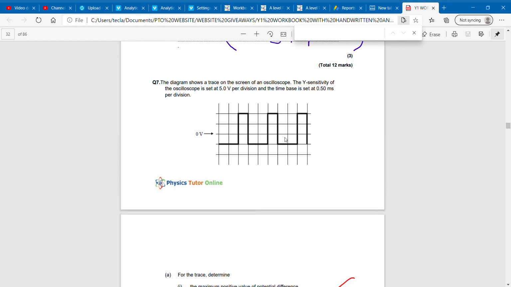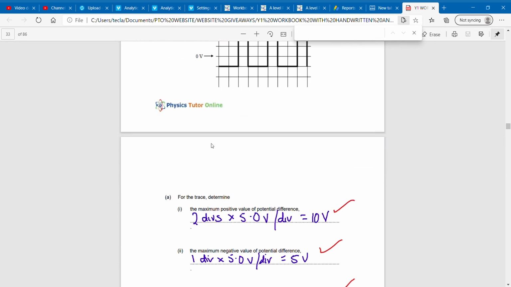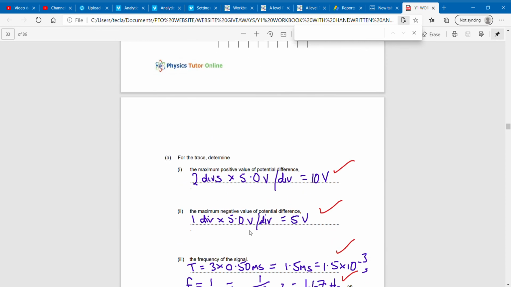So the trace goes just 1 division below the 0 line, negative. So that's going to be -1 division times 5 volts, which equals -5 volts. Should really be -5 there, but it's okay to write 5 volts.